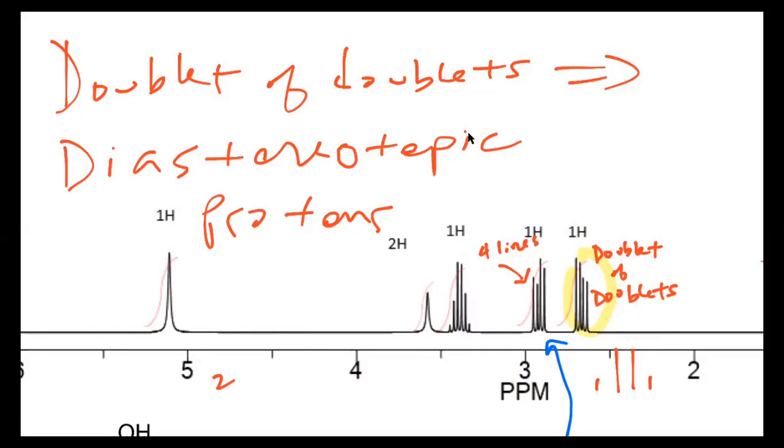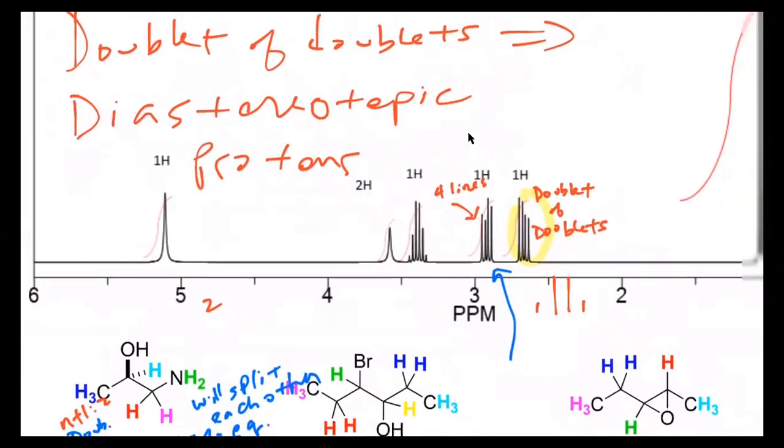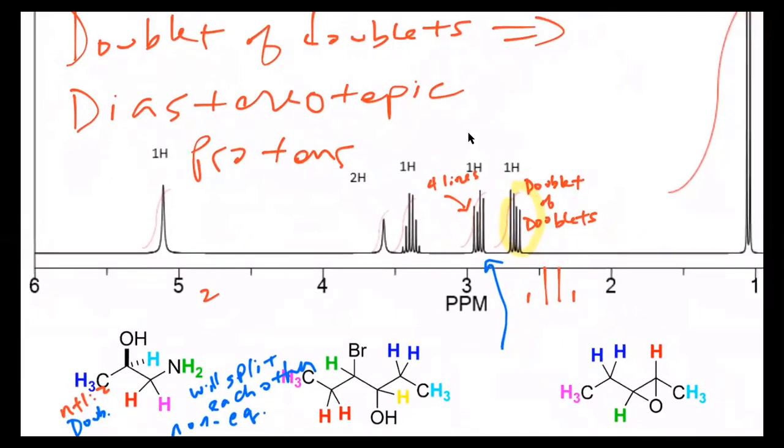Right. So can you see that both of these doublet of doublets correspond to these protons right here? Because you see you got two of them, one here and one here, and they're both integrating for one hydrogen. Yes or no? So what is the other neighbor for the pink hydrogen?